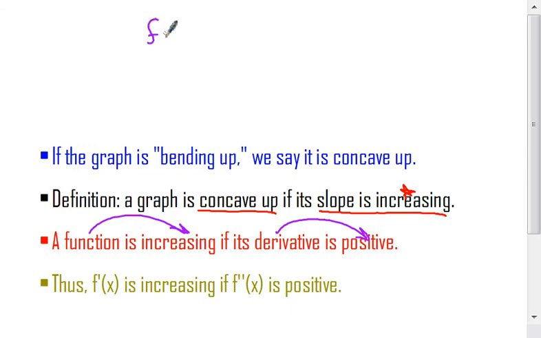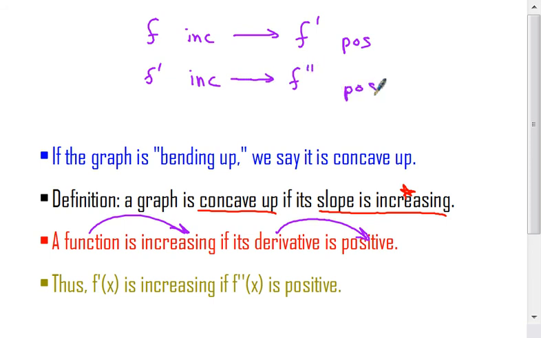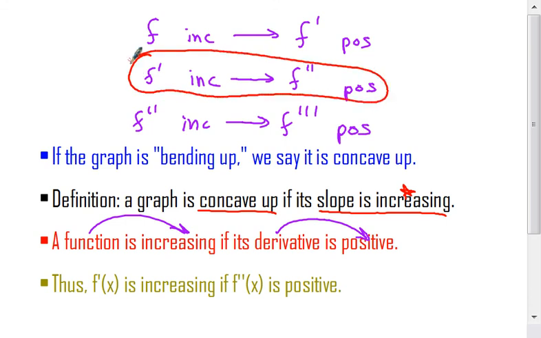If we're talking about f, we know that f increases when its derivative is positive. If we're talking about f prime, it will increase when its derivative is positive. If we were talking about f double prime, f double prime would increase where its derivative is positive, and so forth. The relevant one here is that to know where f prime increases, we'll look to see where f double prime is positive, and that will tell us where f is concave up.